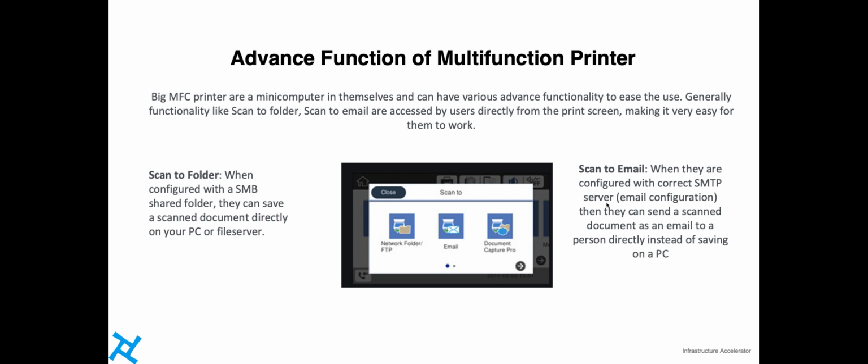Scan to folder. When configured with the SMB shared folder, just read it as a shared folder which you guys already know of, they can save a scanned document directly on your PC or file server. So basically a user walks up to the printer, puts his document on the scan bed and presses the scan button, and the scan directly reaches a shared folder which he has access to. And he doesn't have to go to his computer and request the scan, it happens automatically.